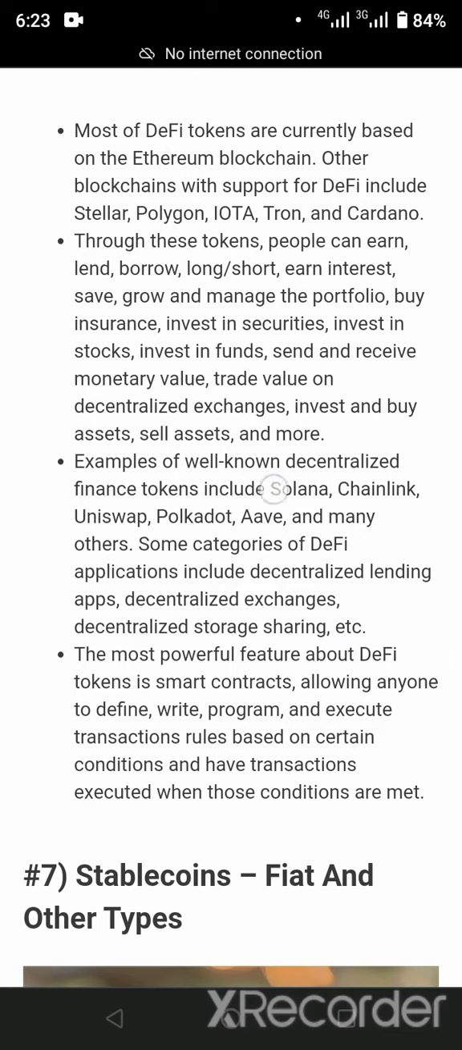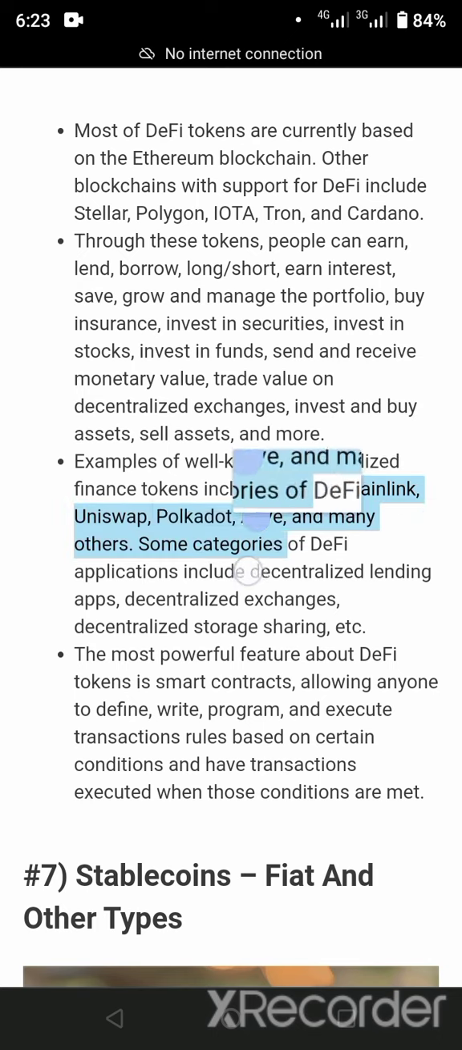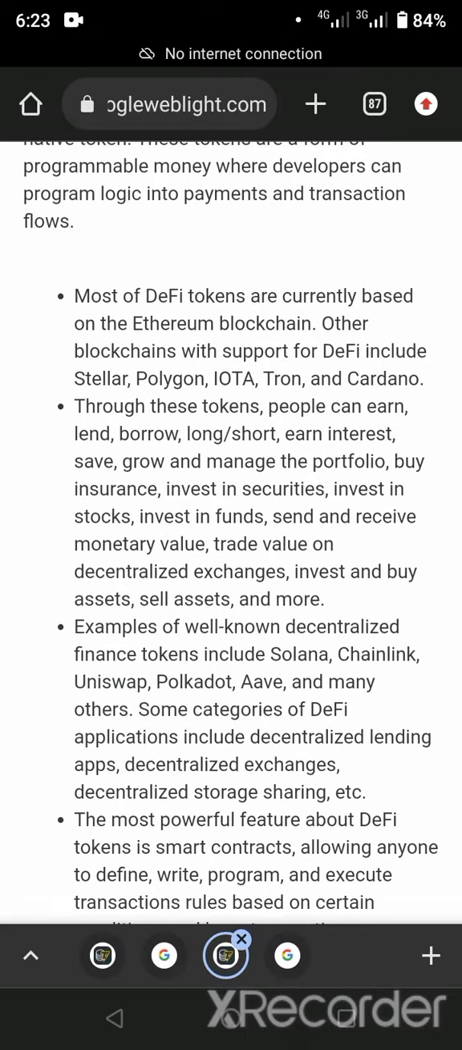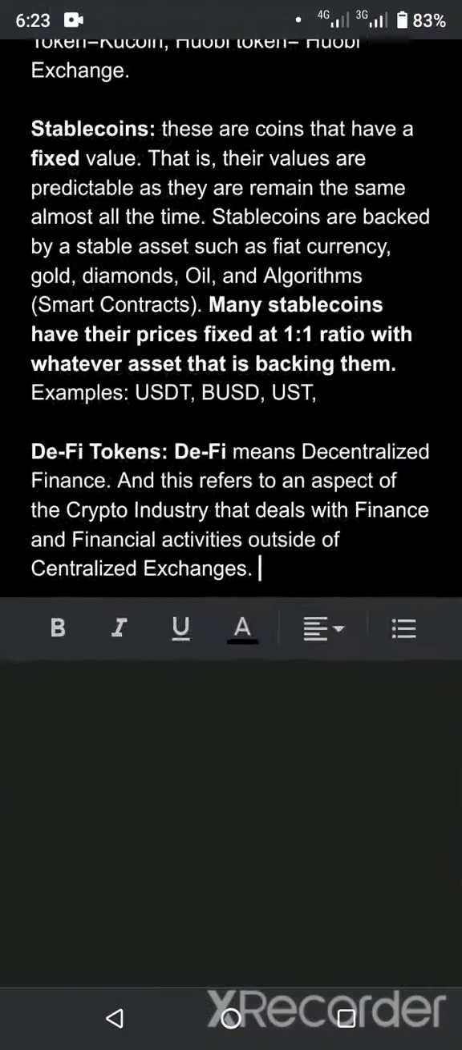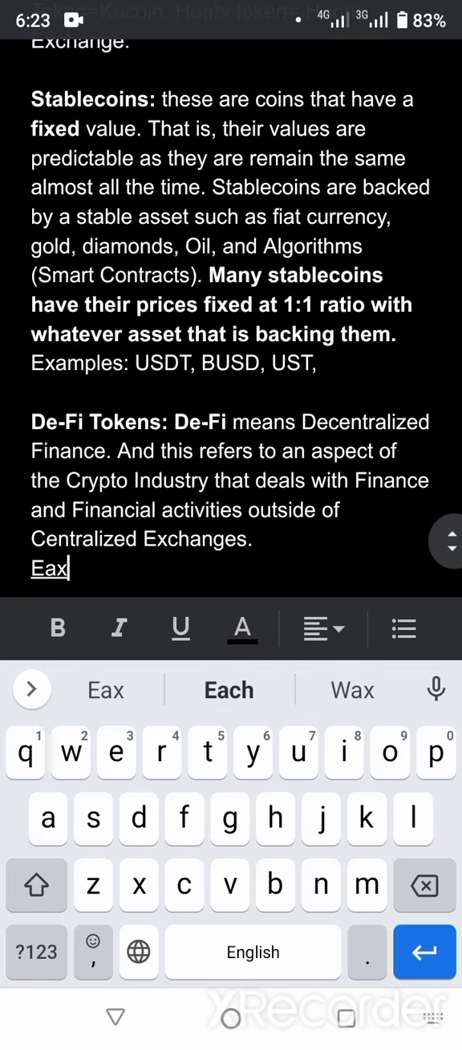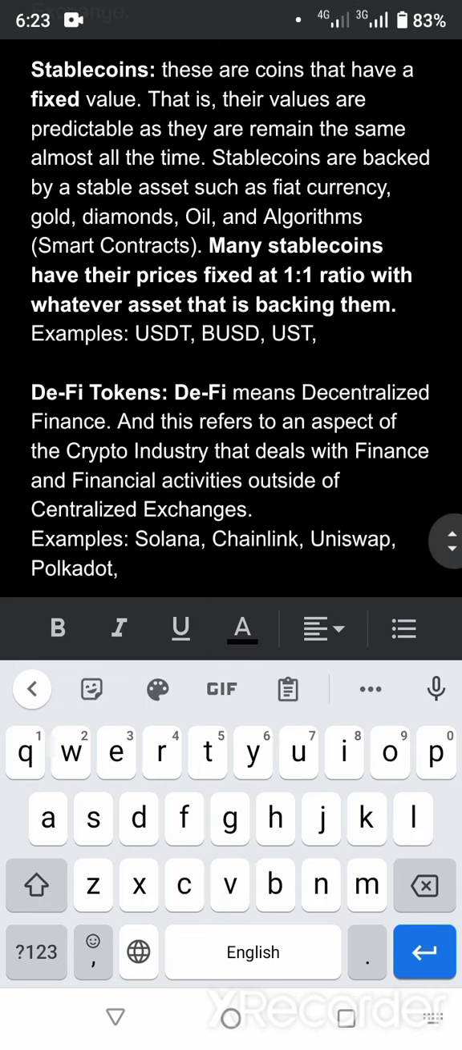Now, examples of this include Solana, Chainlink, Uniswap, Polkadot. Let me copy this. Examples are Solana, Chainlink, Uniswap, Polkadot. All these are DeFis. They are decentralized exchanges.